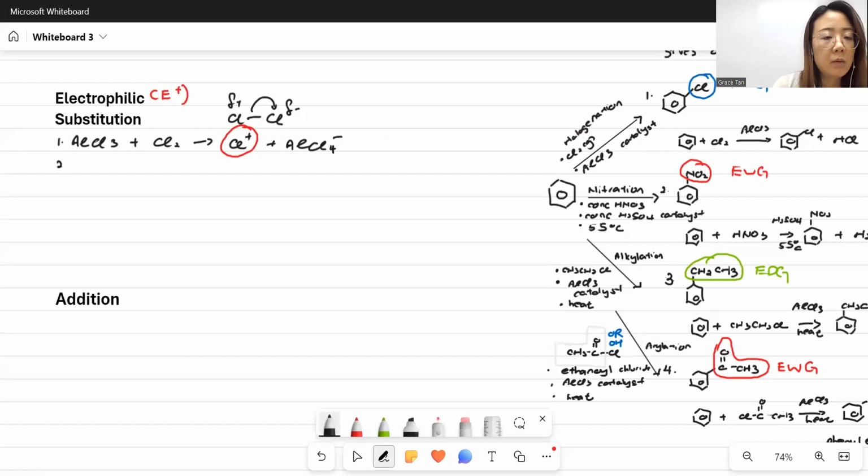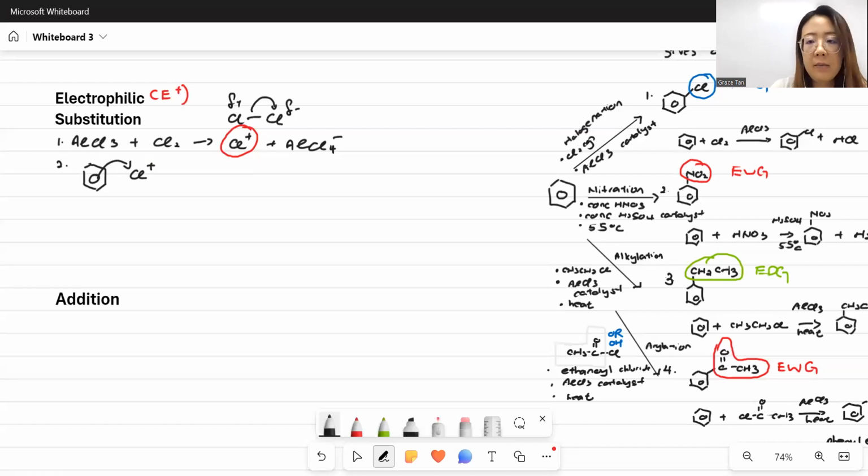Number 2, bring your benzene ring, and the ring will attack the electrophile. Now, the ring inside has a high density of pi electrons that is moving. So when you are rich in electrons, you will attract the electrophile, which is a species that is deficient in electrons, or lone pair electrons. They want to receive a lone pair of electrons. So the electron-rich ring will attract the electron-lacking species, which is the electrophile in this case, your Cl plus.